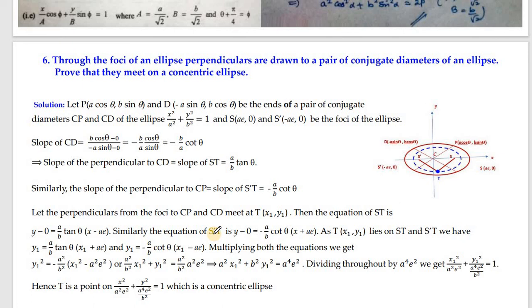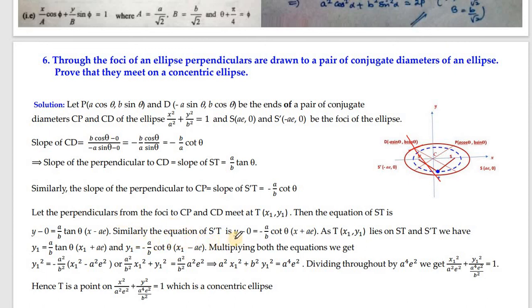Now let the perpendiculars from the focus to CP and CD meet at T of x1, y1. Let the perpendiculars from the foci to CP and CD meet at T. So this is what we have done, the locus of which only we are trying to find, right?